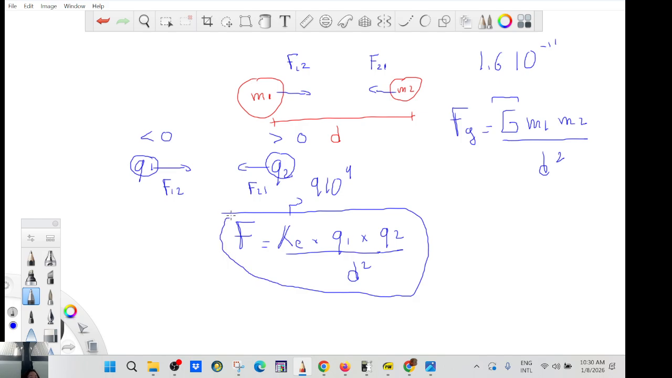What are the numbers you wrote next to the force? The charge one, charge two. That means negative. So I suppose this one is negative and this one is positive. This is F12, this is F21, and the magnitude is the same. Is that clear?